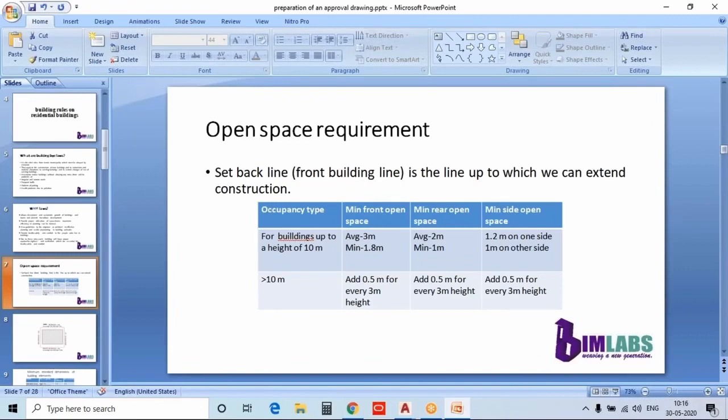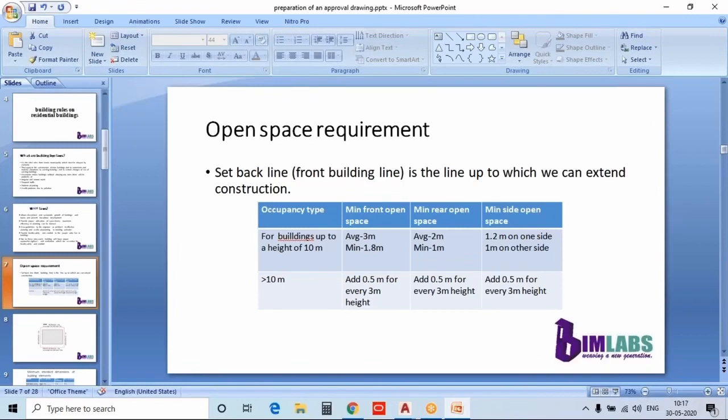If your residential building is greater than 10 meter in height, then you have to add 0.5 meter for every 3 meter of height. That means if your building is 13 meter, you have to provide a front setback of 3.5 meter or an average of 3.5 meter, and a rear setback of 2.5 meter or an average of 2.5 meter. Like that, you have to add 0.5 meter for every 3 meter of height.